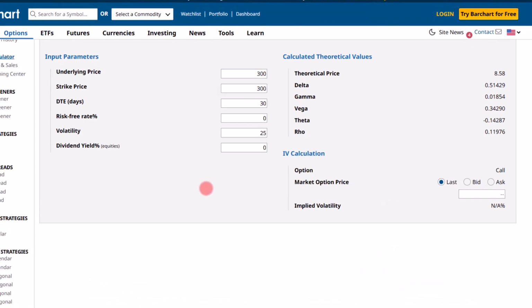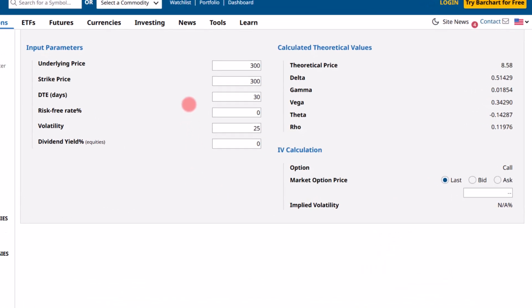So now we're into a pricing model over at barchart.com, and I'm going to use a $300 stock price, just so we don't have a confusion between a $1 move and a 1% move for a $100 stock. So we're going to use an underlying stock price of 300, strike of 300, 30 days to expiration, risk-free interest rate of 0. I'll give it a volatility of 25% and no dividends. Now the model tells us that the option would be worth $8.58.